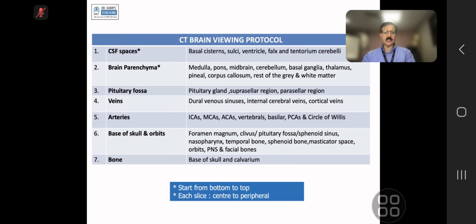Now, the key point is your protocol. The candidate did very well. Picked up the lesion, which is an incidental lesion, and there was nothing else in the brain. I was not interested in anything else. And please also always remember this: base of skull, orbit, etc.